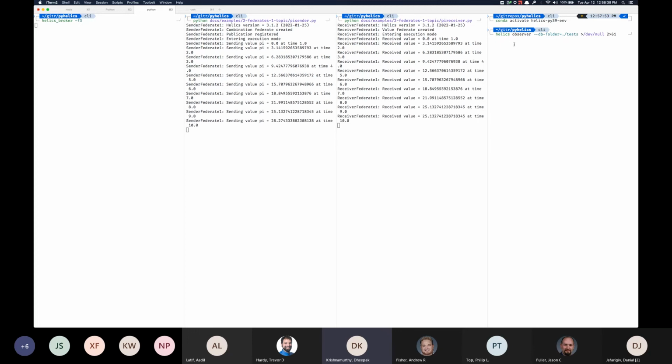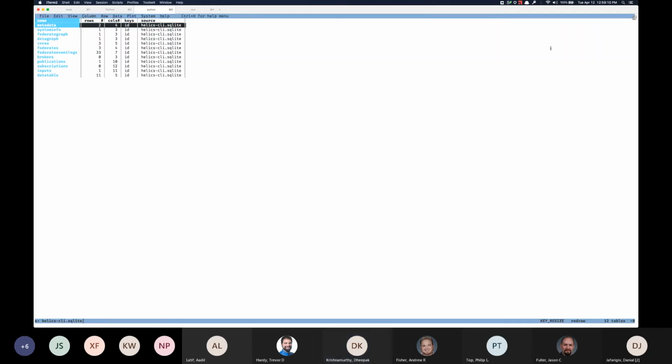And essentially what this observer federate does is it subscribes to every topic that exists in the federation and stores all of that information in a SQLite database. So I passed in a command line argument over here saying database folder and the test folder. So in the test folder, there exists a helics CLI SQLite database file, and this has a bunch of tables inside it. So there's a lot of information here.